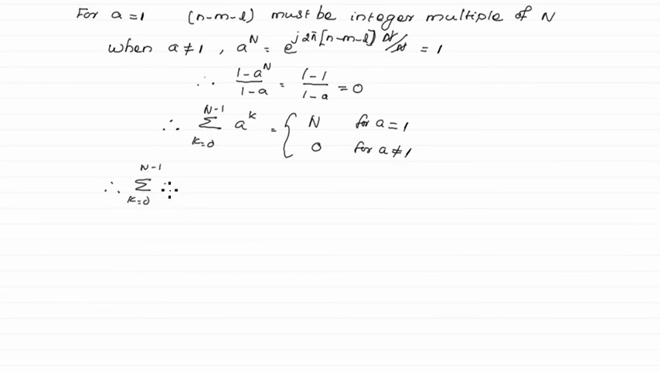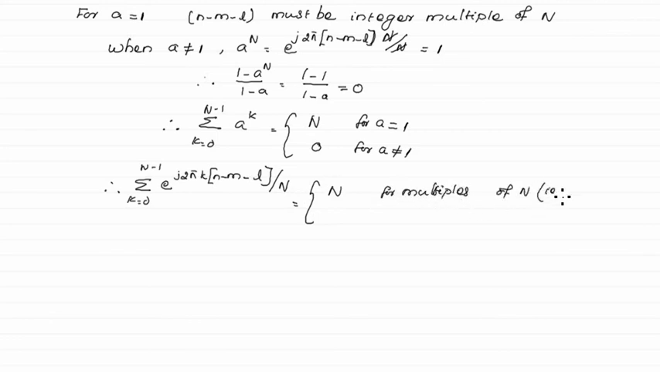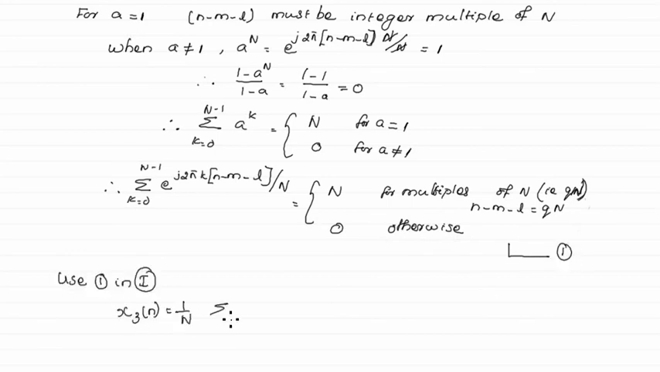So in the place of a, if you are taking the e power j term, that is summation k equal to 0 to N minus 1 e power j 2 pi k into n minus m minus l divided by N, that is equal to N if it is in multiples of N, and it is equal to 0 otherwise. Now we are going to substitute this in equation number 1.